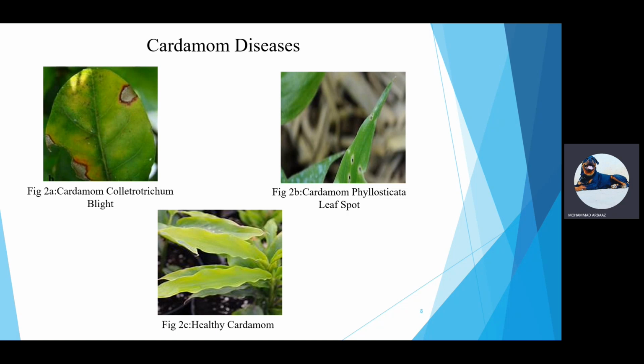These are all the cardamom diseases. As shown here in the first picture, cardamom Colletotrichum blight, which is on leaves, yellowish colored spots are present. Another, in figure B, cardamom Phyllosticta leaf spot, and another in the final figure shown at last, which is a healthy cardamom.